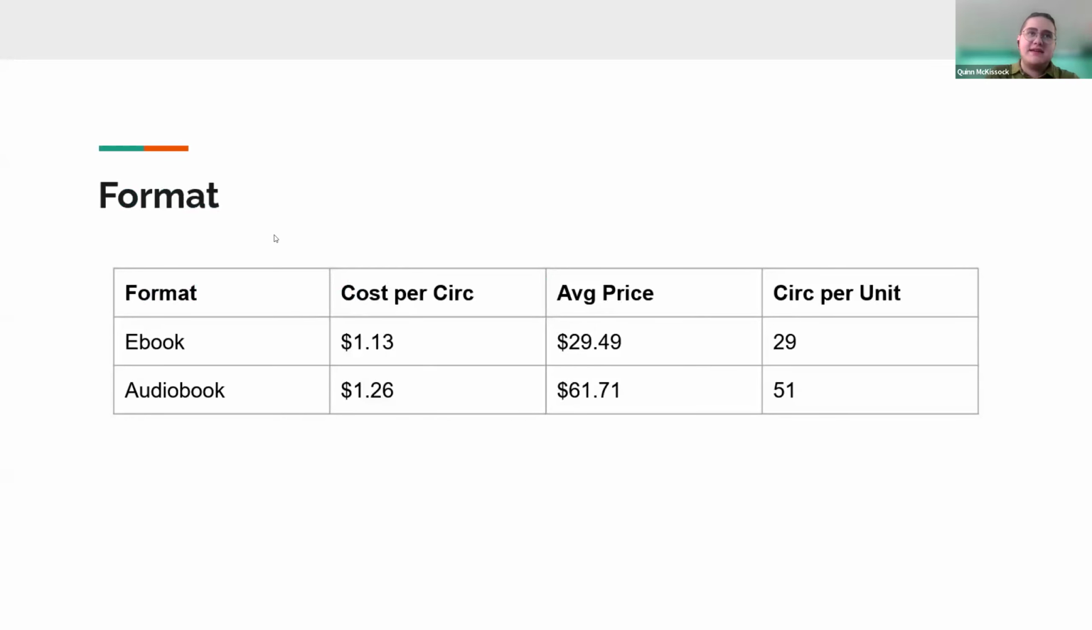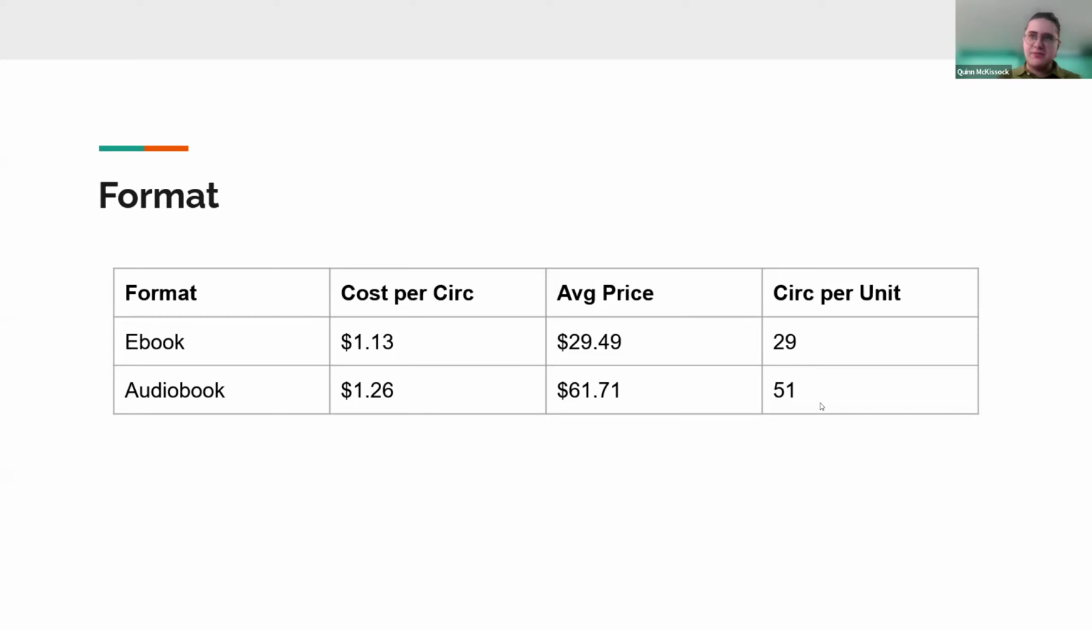So now I want to break down cost per circ in some different categories. First off, we've got format, and we can see that our ebooks are cheaper. It's a cheaper cost per circulation than audiobooks. And I've also got here an average price and the circulations per unit. And it's interesting, if we look at circulations per unit, we see audiobooks are actually more popular than ebooks. There's a pretty big gap here.